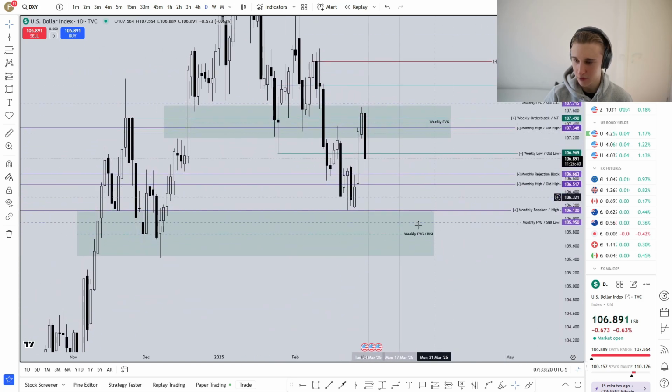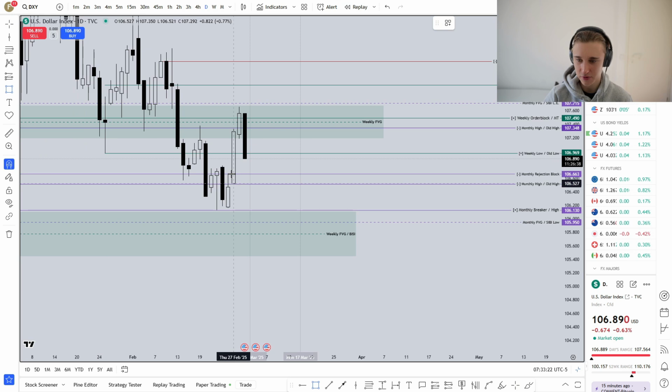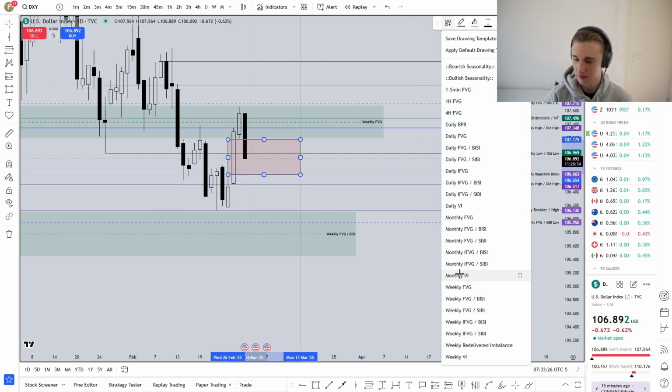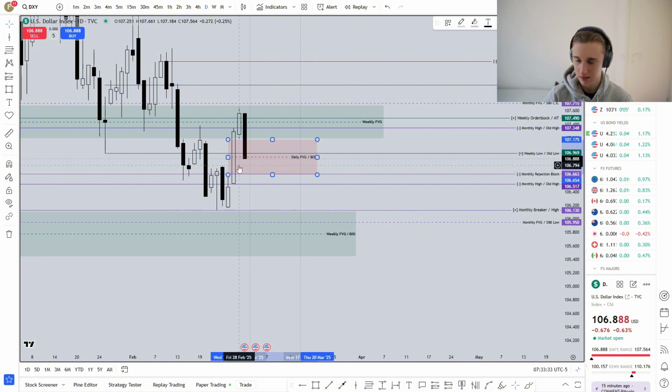If we are bearish, I want to see the market close below 50% of this daily BISI right here. This would invalidate this as a discount PD array. So we have one right here. And if the market closes above the consequent encroachment, this would be very good for shorts.